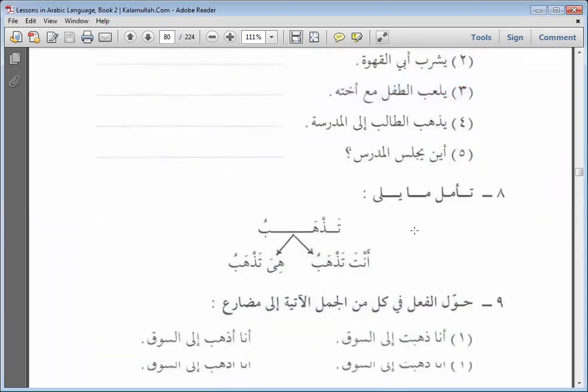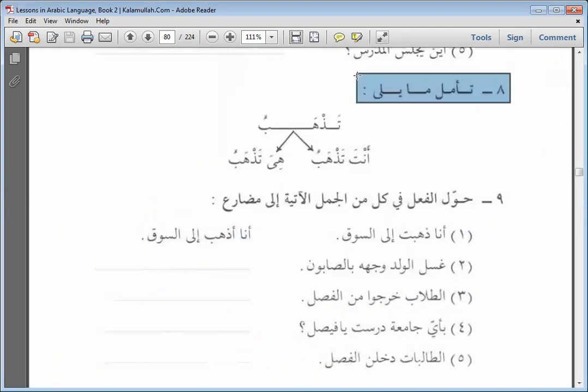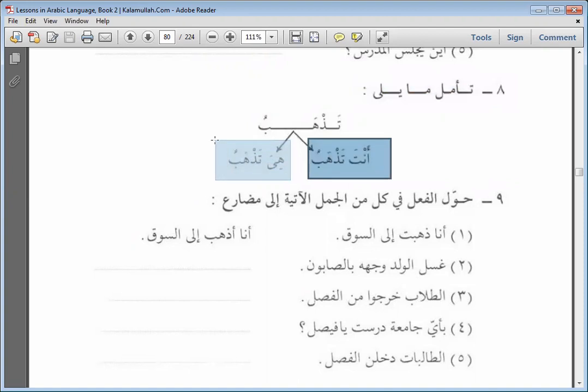All right, so we're going to رقم 8. Number 8. تأمل ما يلي. Observe what follows. And this is the same thing we were speaking about. The same word تذهب is used in two different ways. One is أنت, you. أنت تذهب, or هي, she. هي تذهب. Okay? You say after me. أنت تذهب. هي تذهب. أنت تذهب. هي تذهب.